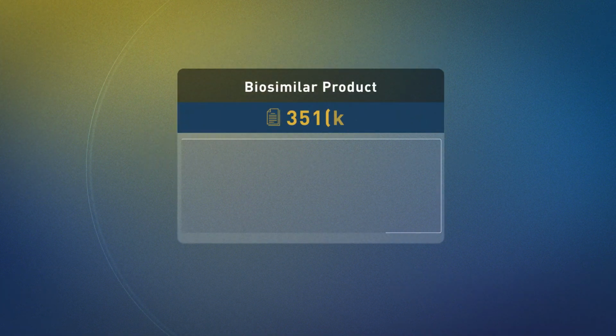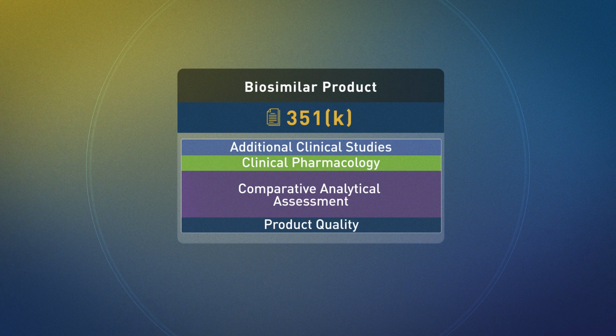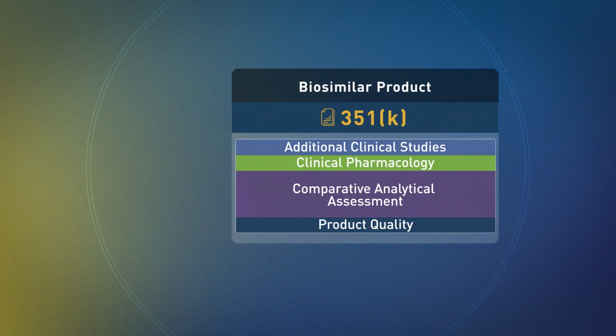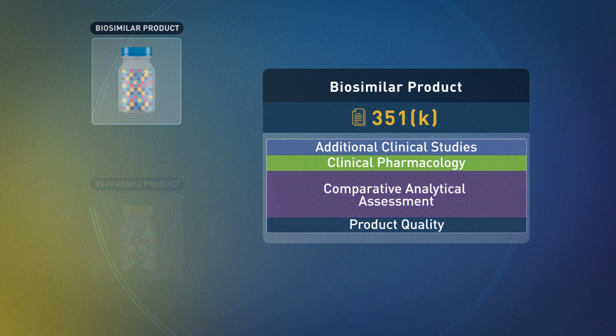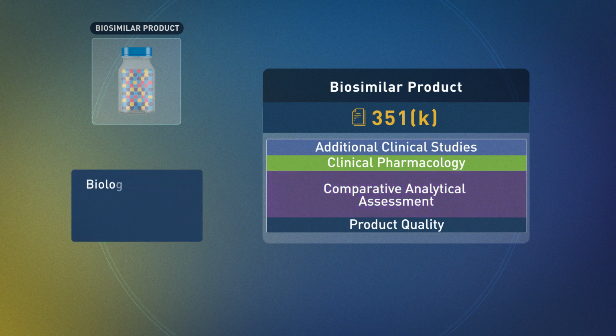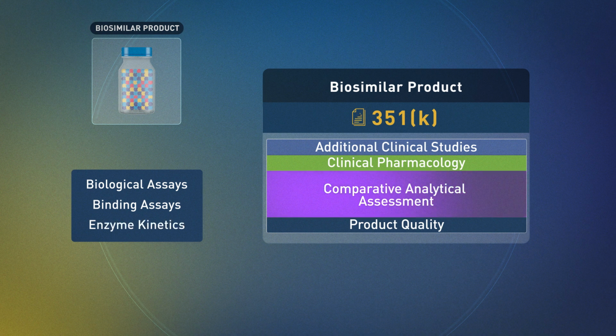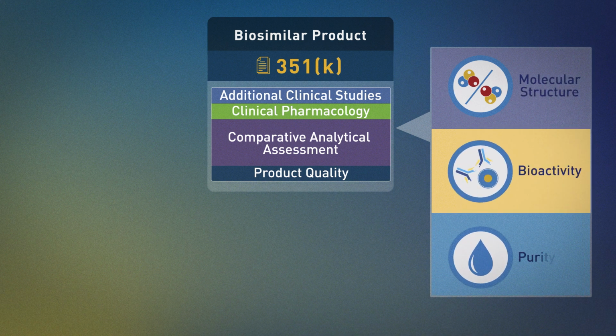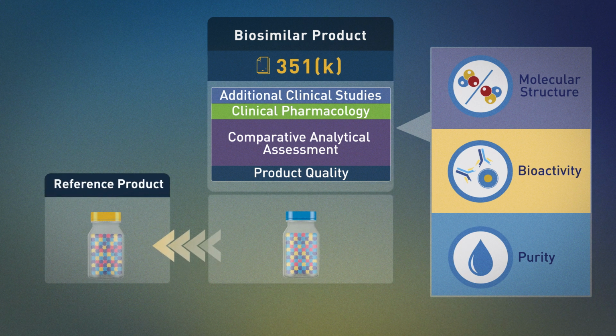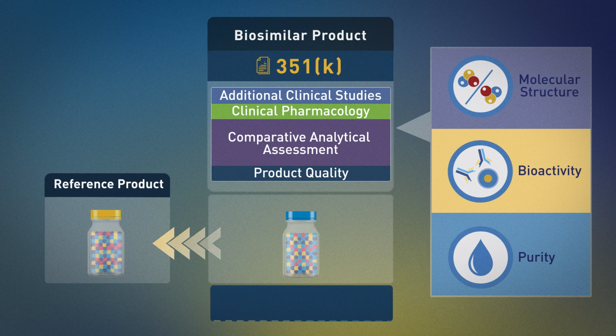FDA's approval of a biosimilar product is based on a comprehensive review of scientific evidence. The comparative analytical assessment represents a battery of analytical approaches to characterize and compare the proposed biosimilar to the reference product. These physicochemical and functional studies may include biological assays, binding assays, enzyme kinetics, and other approaches. The analytical tests applied are reliable and very precise methods that provide data on the structural and functional similarity of the proposed product to the reference product to support a conclusion that they are highly similar.